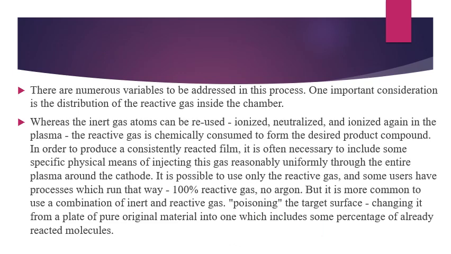One important consideration is the distribution of reactive gas inside the chamber, where some inert gas atoms can be reused, ionized, neutralized, and ionized again in the plasma. The reactive gas is chemically consumed to form the desired product compound. In order to produce a consistently reacted film, it is often necessary to use some specific physical means of injecting this gas reasonably uniformly through the entire plasma around the cathode.